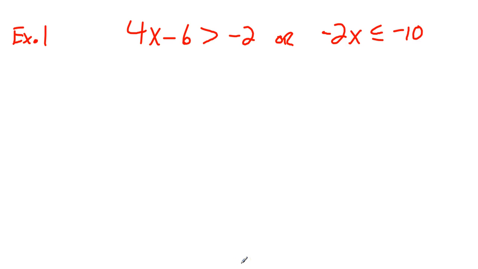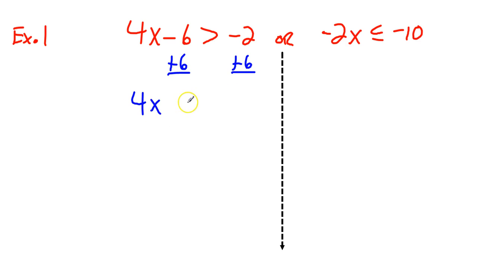Now, the good thing about the or statements is those are two totally separate questions. You can just put a split right down the middle and solve those two inequalities in two totally separate ways. So for the left-hand side, you would add 6 to both sides. You've got 4x is greater than 4. Divide both sides by 4. You've got x greater than 1.